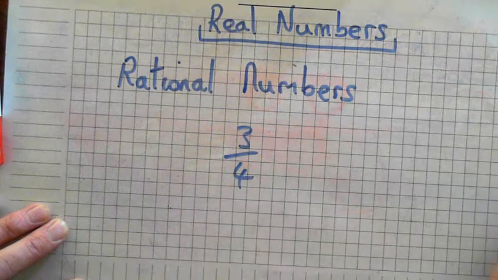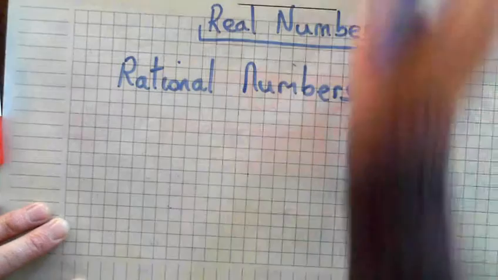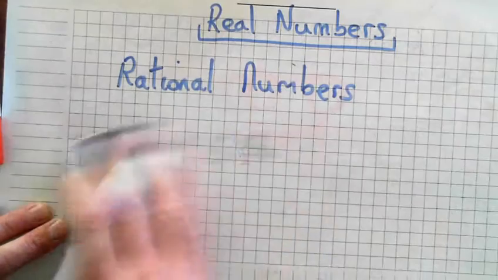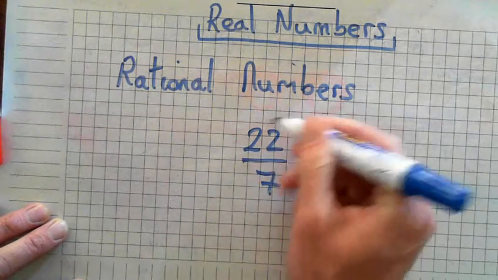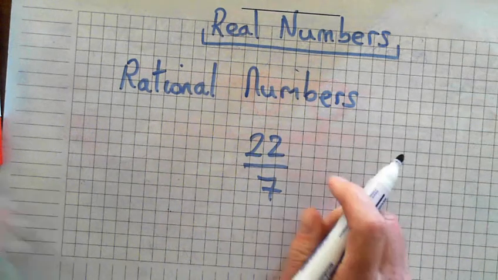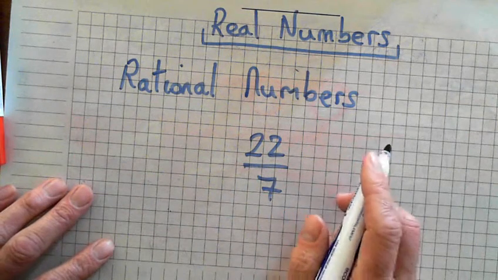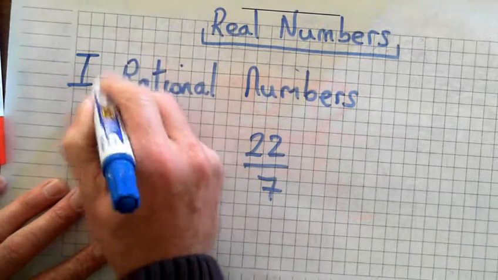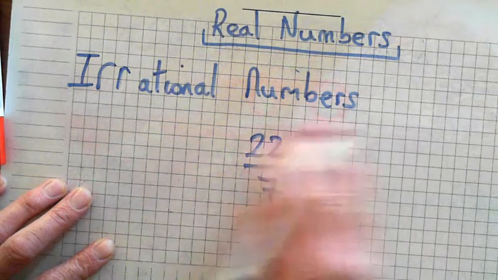So 3 over 4, is that rational? Yeah. Pi, is that a rational number? Yeah, because I can write it as 22 over 7. So rational numbers are numbers that can be written as fractions, a number on top and a number on bottom. So if it can't be written as a fraction like this, it's called an irrational number.